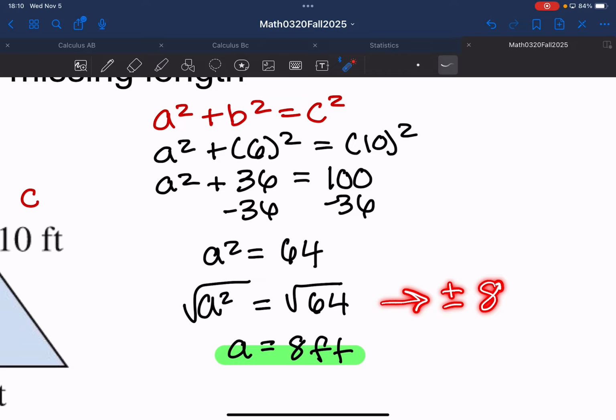Plus or minus 8. In any other type of problem, the reason why we go straight to 8 feet is because it's application. Can we have negative 8 feet? No, so that's why we kind of just skip it in this application, but it's good to know that this is always plus or minus whatever the square root of that number is. Okay. Always plus or minus.